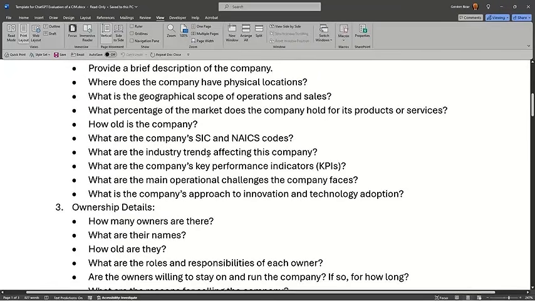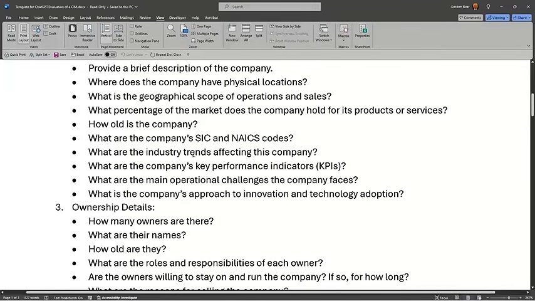What are the industry trends affecting this company? That may or may not be discussed in the CIM. Sometimes the broker, if they write a good CIM and the industry is growing in leaps and bounds, will have some statistics in there relative to the industry and its growth and all of that. But not every broker's that good that they do that.